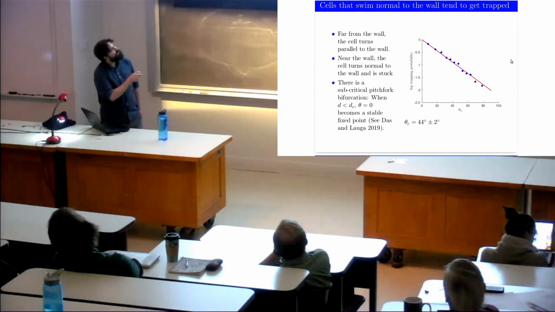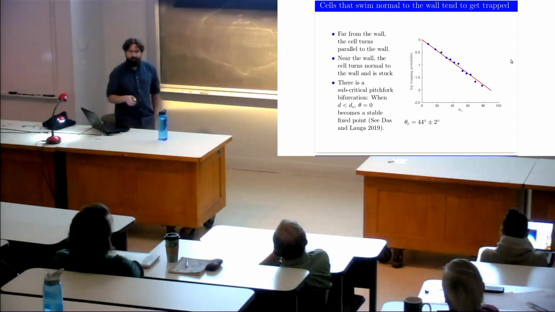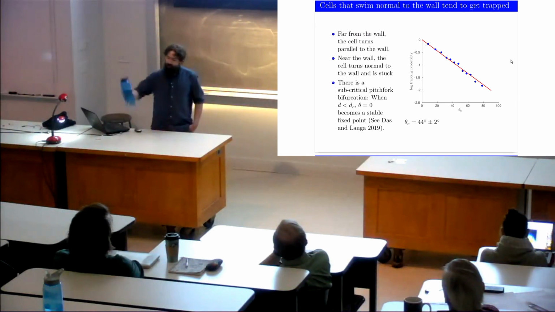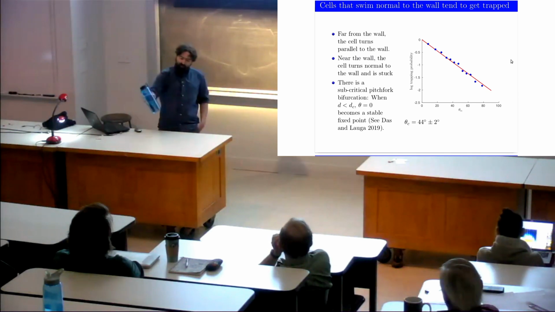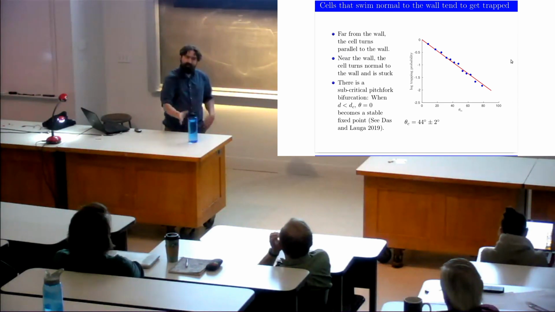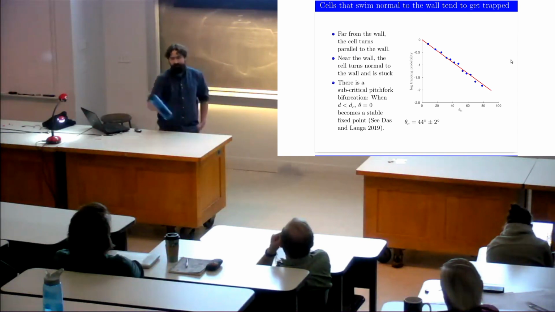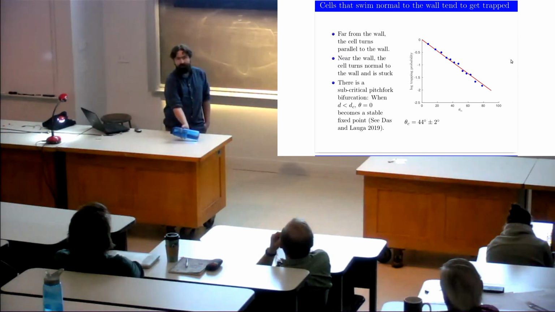And you see quite nicely that the probability that a cell gets trapped decreases exponentially with the angle at which it approaches the wall. So the idea here is, as the cell is coming towards the wall, it turns to swim parallel to the surface. If it's coming in at a very narrow angle, it turns, and as it hits the surface, it's still within the basin of attraction of the stable fixed point that we believe is there. If it's coming in at a steep angle, it turns and remains outside of the basin of attraction, and so can escape.